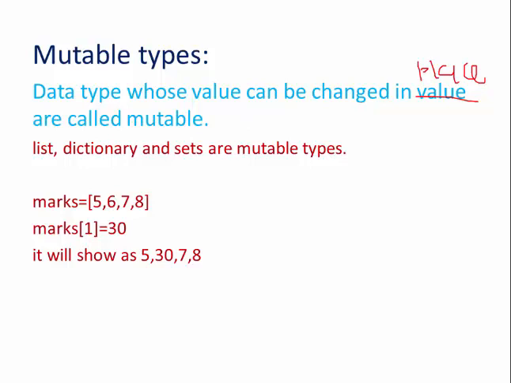Lists, dictionaries and sets are mutable, which means you can change the value at the same ID, the same memory location. For example, I have created a list here, marks, with 5, 6, 7, 8. Next I say marks at index 1, where 6 is stored, should be 30. If I display the items in marks next time, initially it was 5, 6, 7, 8, and now it will show 5, 30, 7, 8, and the ID will be the same. We will just see it.